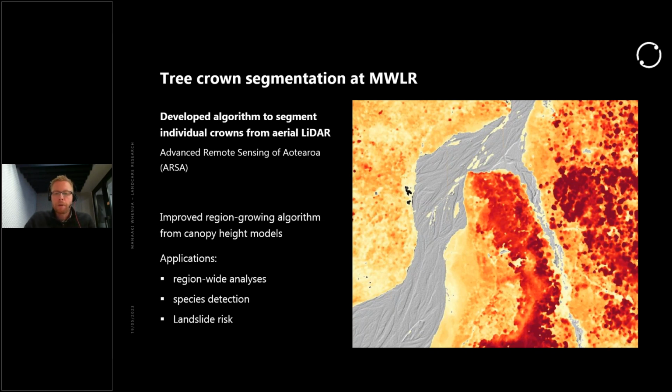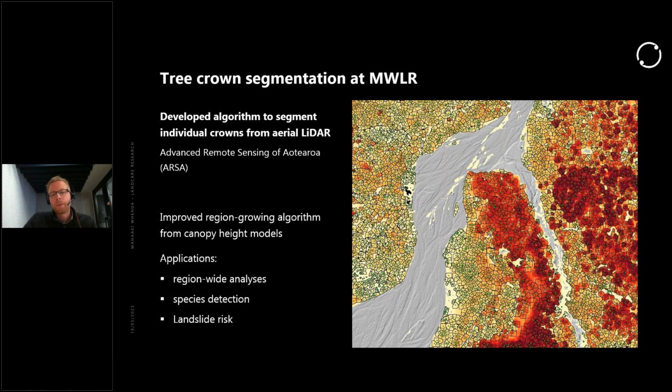Now, our algorithm is able to segment this image into objects, which in this case are tree crown objects. And then you can use these objects as input to your analysis. And we've used it for region-wide analysis, species detection work, and also landslide risk modeling in the past.